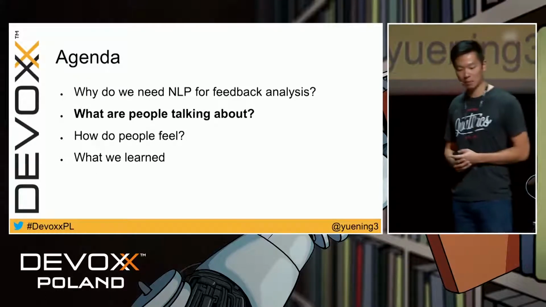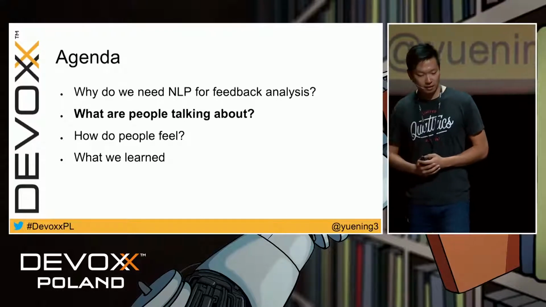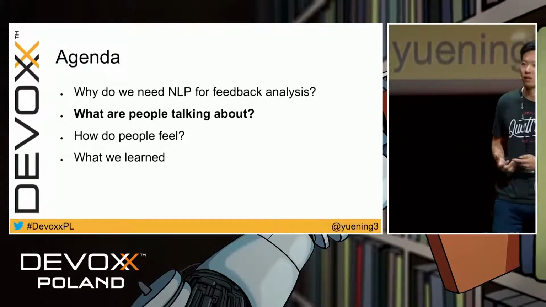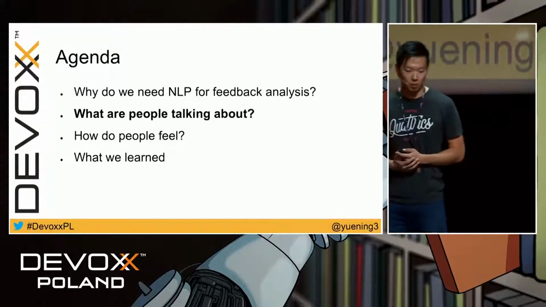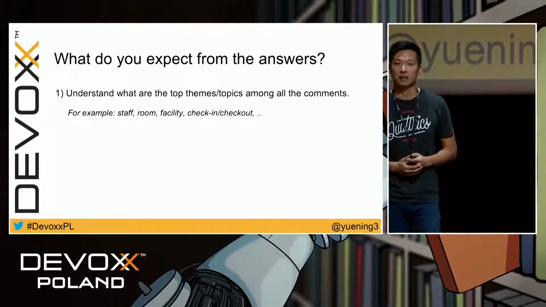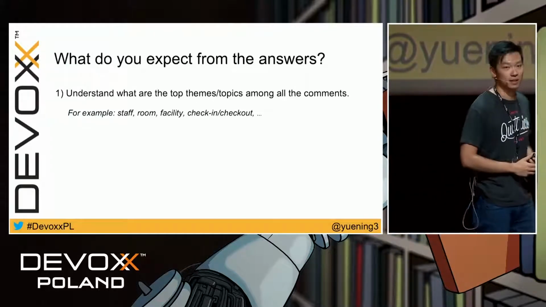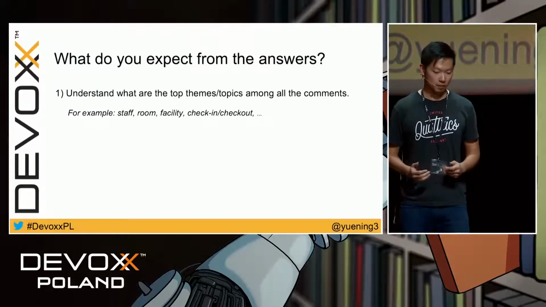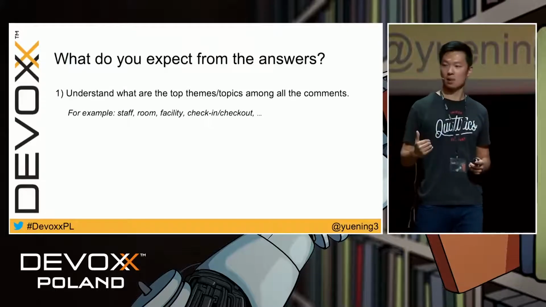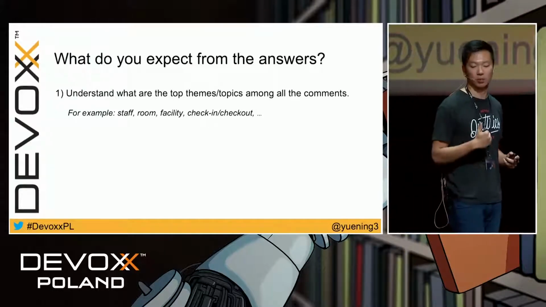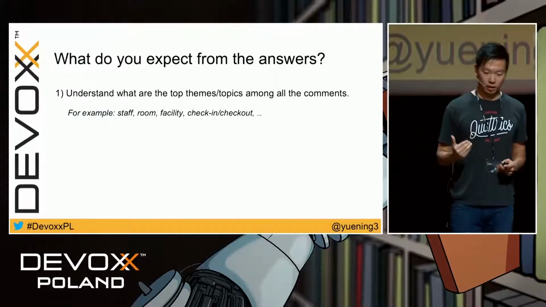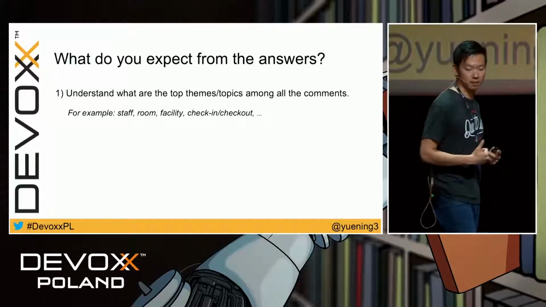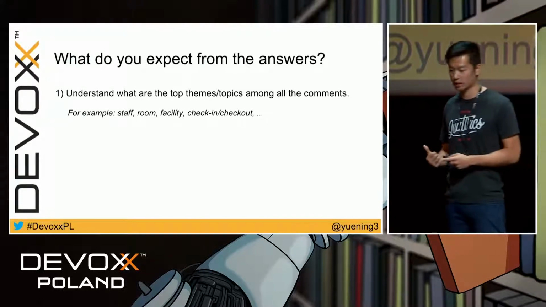First one: what are people talking about in the feedback? To answer this question, we first need to know what exactly we are expecting from it, because it's relatively vague. As we see from the example of my fancy hotel, there's going to be a lot of feedback, and it's likely that I won't be able to address all of it. So I need to know the top themes, the top topics being talked about, so that I can prioritize them first. So the first goal is to find the top topics among all the comments. They could be talking about my staff, the hotel room, or the check-in and check-out experience.